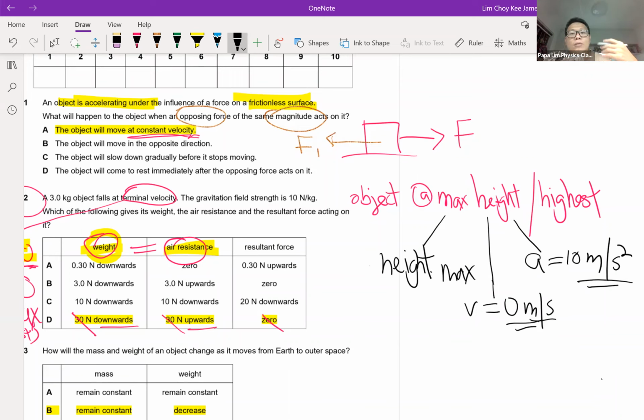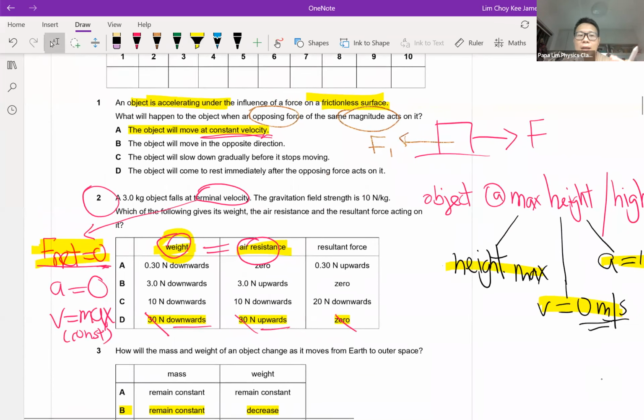So when you're looking at an object being thrown up, at the highest point, there are certain clues and specifications that you need to be aware of, such as: if the height is maximum, the velocity will be 0, and the acceleration will be 10 meters per second square. Similarly for terminal velocity, there are certain specifications and criteria. When we mention terminal velocity, the velocity actually remains the same for a terminal velocity motion.